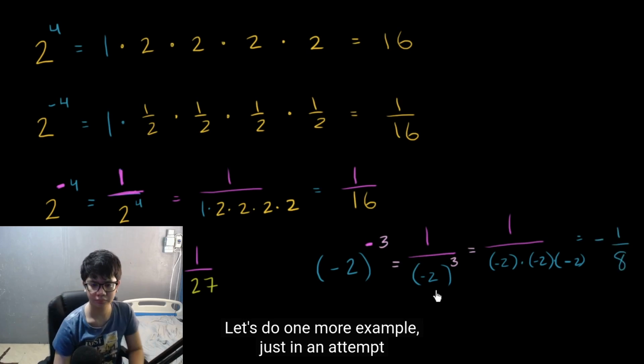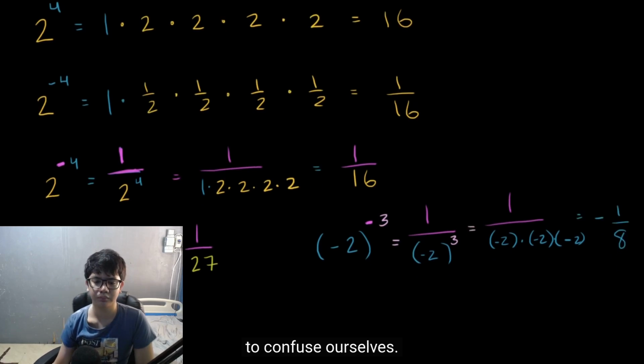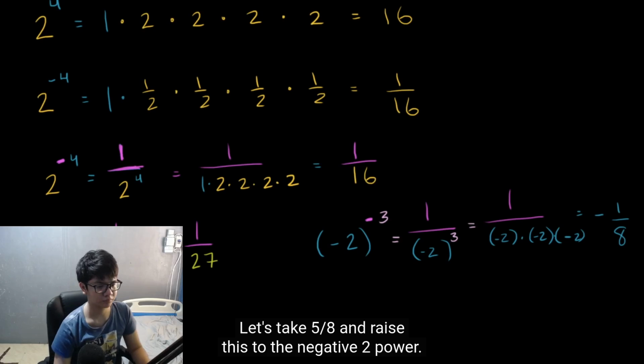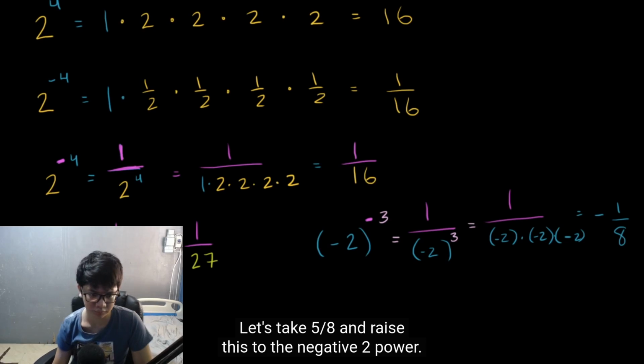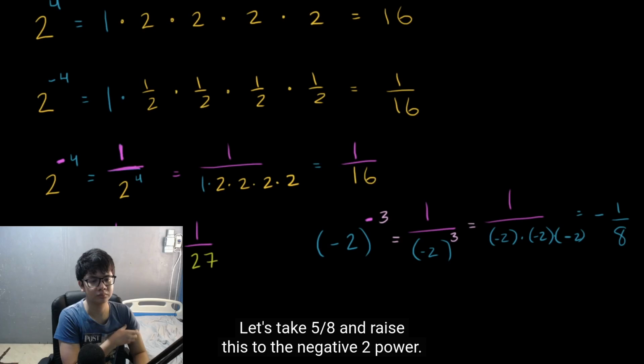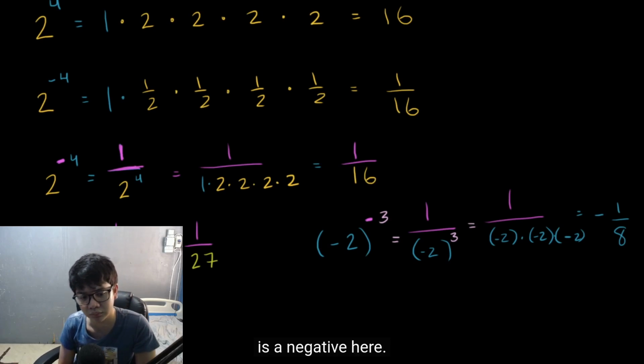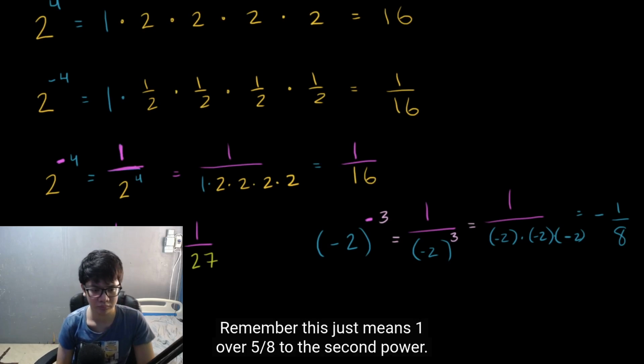Let's do one more example, just in an attempt to confuse ourselves. Let's take, I don't know, 5/8 and raise this to the -2 power. So once again, it's negative. I got a fraction, it's negative here. Remember, this just means 1 over 5/8 to the second power.